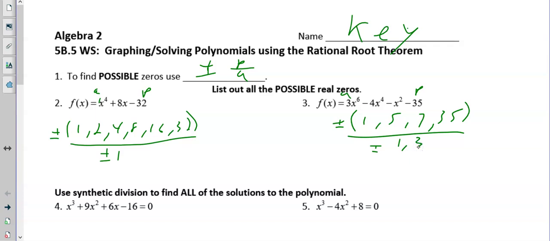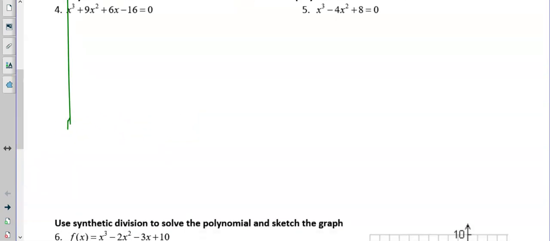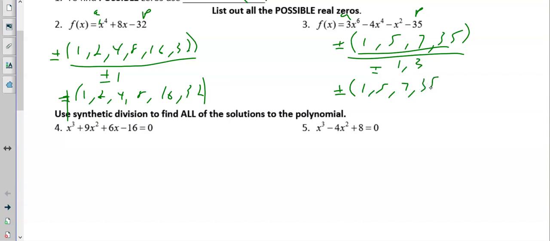Okay. Now, what are the actual numbers on these? When you divide by 1, that's easy. It's literally plus or minus 1, 2, 4, 8, 16, 32. But on this one, number 3, notice all of these over 1 is just those numbers, plus or minus 1, 5, 7, 35. But then we have to write them all over 3. So 1/3, 5/3, 7/3, and 35/3. And that's it.